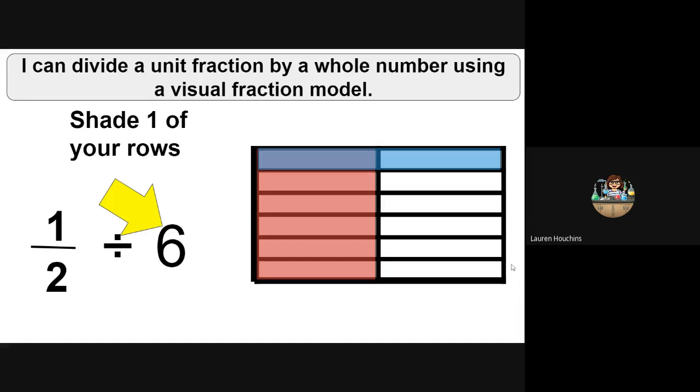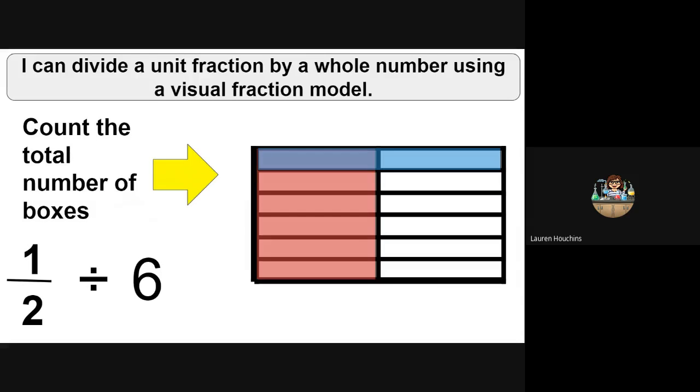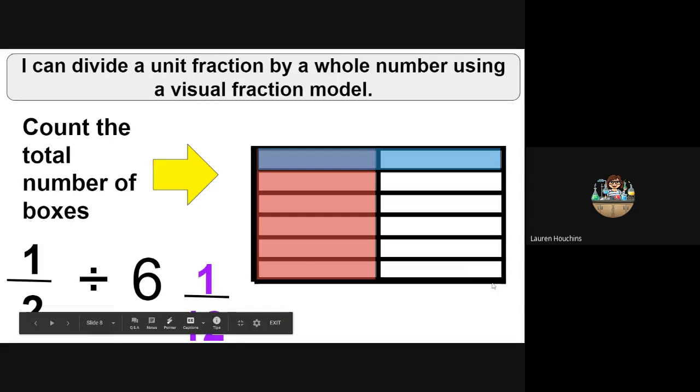And then we look to see how many blocks or how many pieces have both colors where they overlap. And in this case, it's only 1. And then we count the total number of boxes, and that will be 12. So our answer is 1/12.